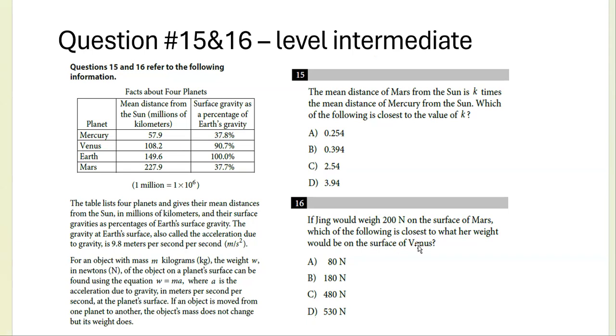Okay, so now if you're totally lost as to how to use this table and how this 200 newtons comes into play and all that, let's start reading. Okay, this describes a table, so maybe let's not read that, okay? Because it gives us the headers and all that. Now, what about the second paragraph? For an object with mass m kilograms, the weight W in newtons of an object on a planet's surface can be found using W equals ma, where a is acceleration due to gravity at the planet's surface.